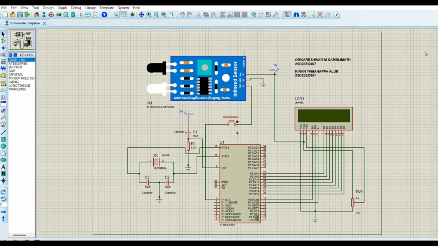When the IR sensor detects an object, the program waits for a short time to filter out any noise or false triggering. After the small delay, it checks the sensor again to confirm the detection. If the object is still present, the microcontroller increments the count variable by 1. Immediately after incrementing, the new count is displayed on the LCD, replacing the old value.